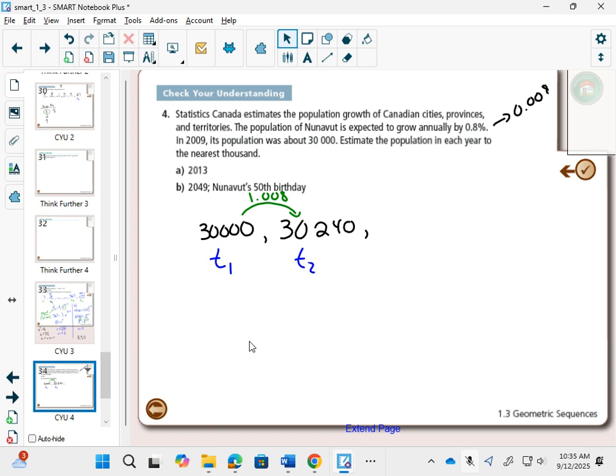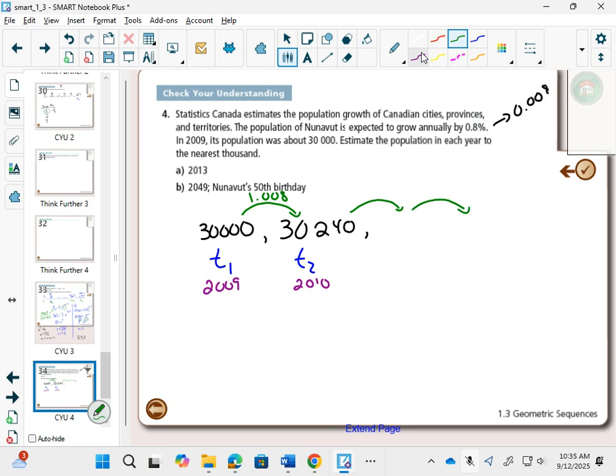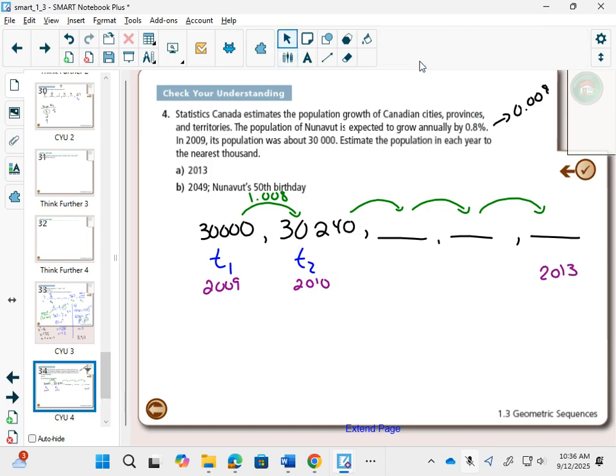So in our example here, term 1 is 2009. Term 2 would be 2010. I could just keep doing this. 2011, 2012, 2013. That doesn't seem too bad. I might actually, with a calculator, do this.